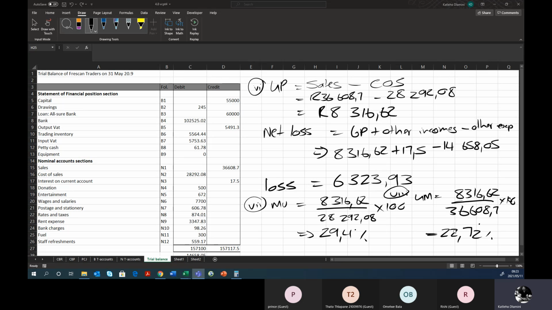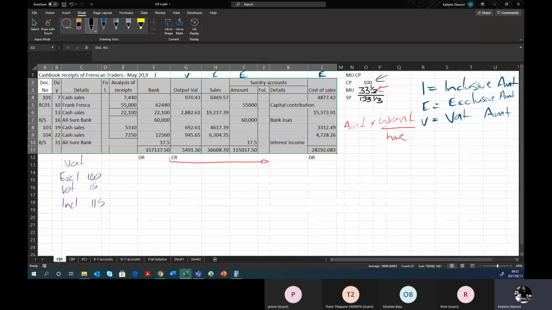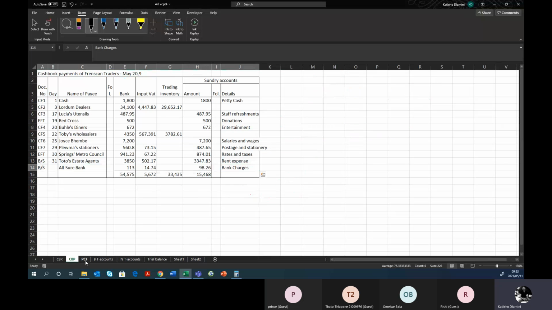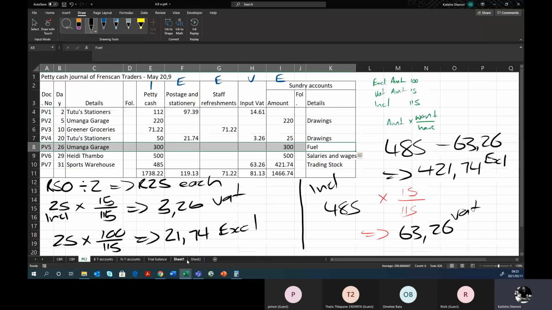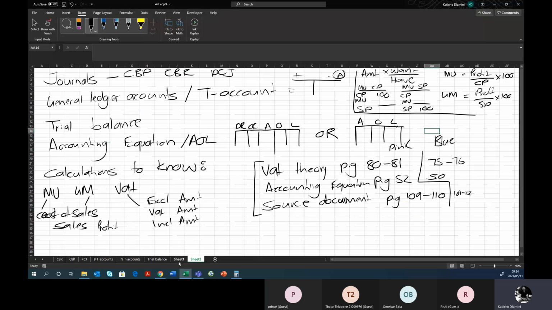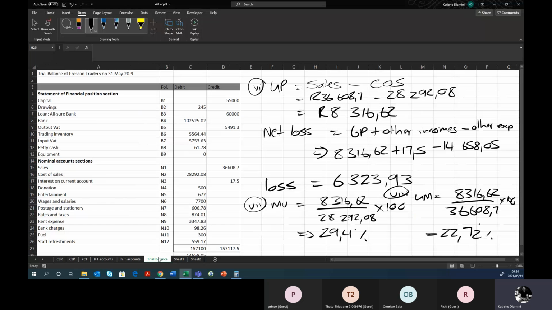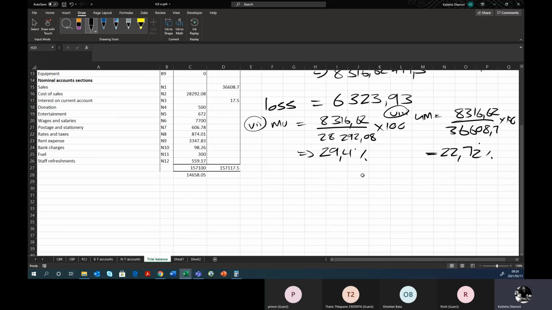Okay, so now what I want you to do for homework, because we're ending the session here, I want you to do accounting equations for your CBP. So your CBR, so I want 3 separate ones. For your CBR, your CBP, and your PCJ. I want 3 different ones, okay? Don't forget this page.